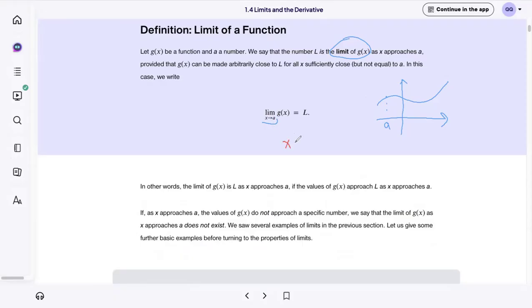So what does x approach a mean? This actually means two things. X approaches a from right. X approaches a from left. So plus minus. So imagine a person walking from this direction, getting closer and closer to this point. Then that's another direction. So that is x approach a from right. Then x approach a from left. That's a minus. So this thing, x approach a, can come from two directions. Can come from the right, can come from the left.